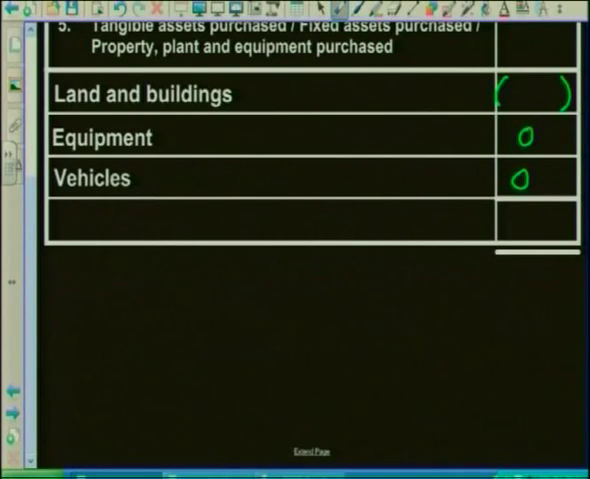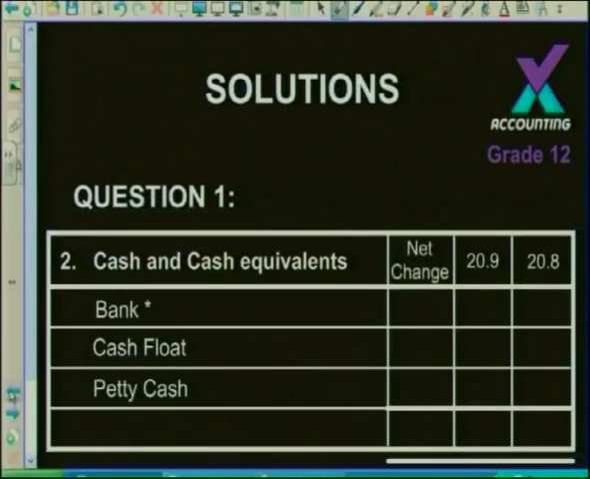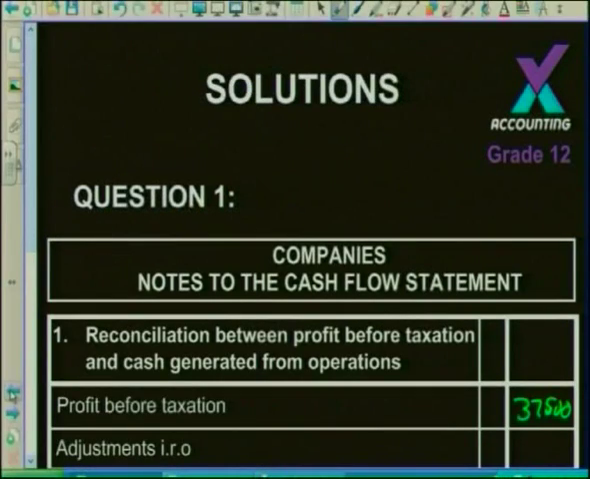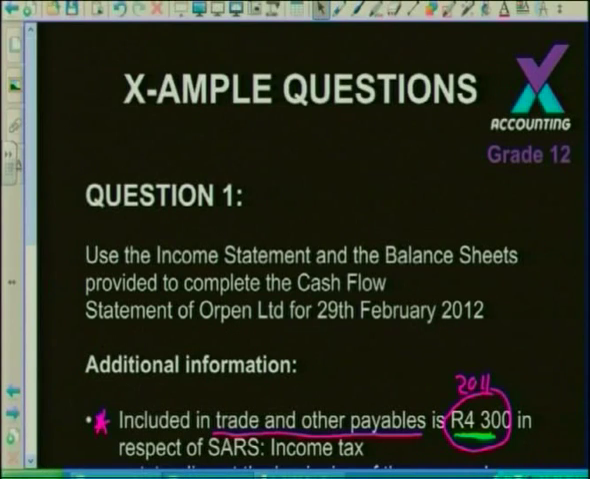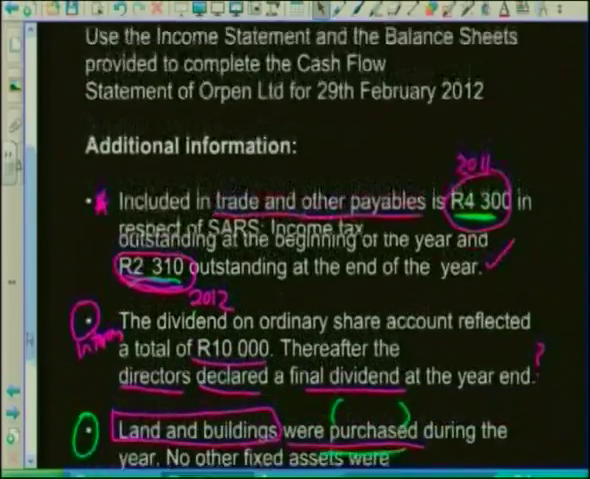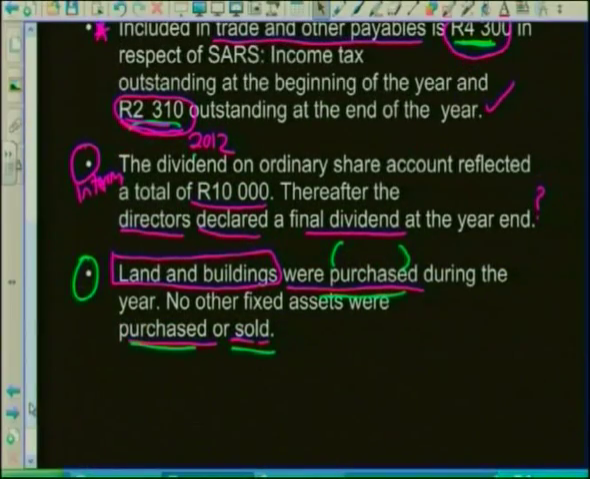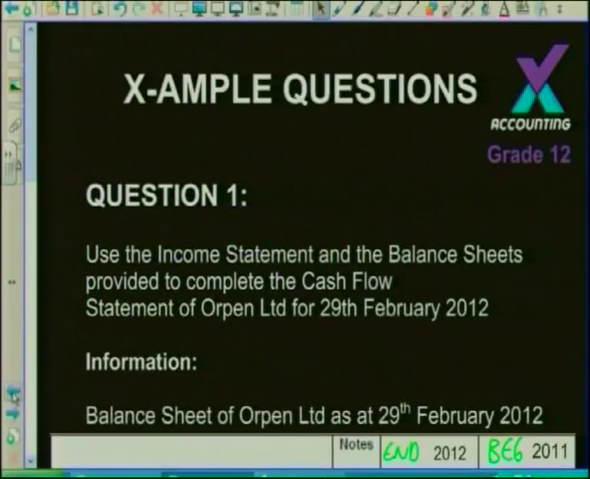Now, from the information that they've given me, they haven't given me the amount that was spent on land and buildings. So I now need to go to my balance sheet. Okay, so let's go to your balance sheet very quickly in the question paper itself. There we go. Right, additional information. So I've read through my additional information. Let's now go to your balance sheet.